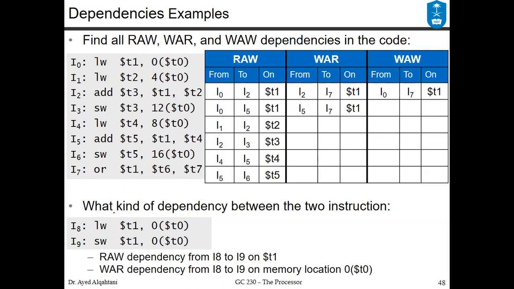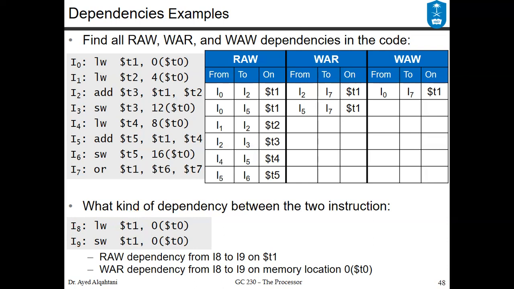Now, if you were asked what kind of dependency is between the two instructions here. So from the get-go, you will think that, okay, we have T1 here. You write to it, and you also read it here. So be aware that this here you read. So this is read after write. Read after write dependency on T1 between instruction 8 and instruction 9.